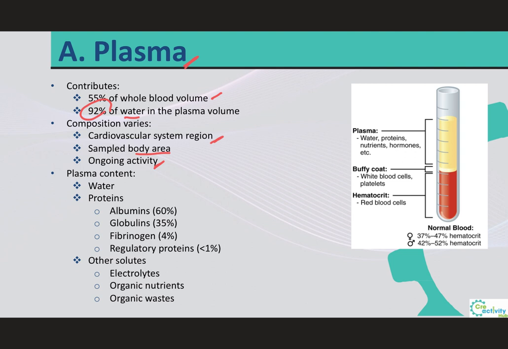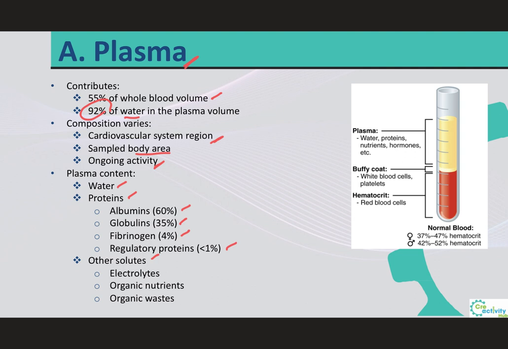What's in the plasma? Mainly it will contain water, proteins, and other solutes. With regards to water, it will be important to transport organic and inorganic molecules in addition to the formed elements. With regards to proteins, we have a few proteins listed here. We have albumin, globulins, fibrinogen, and regulatory proteins. Here is the breakdown of some of the important factors of these proteins.